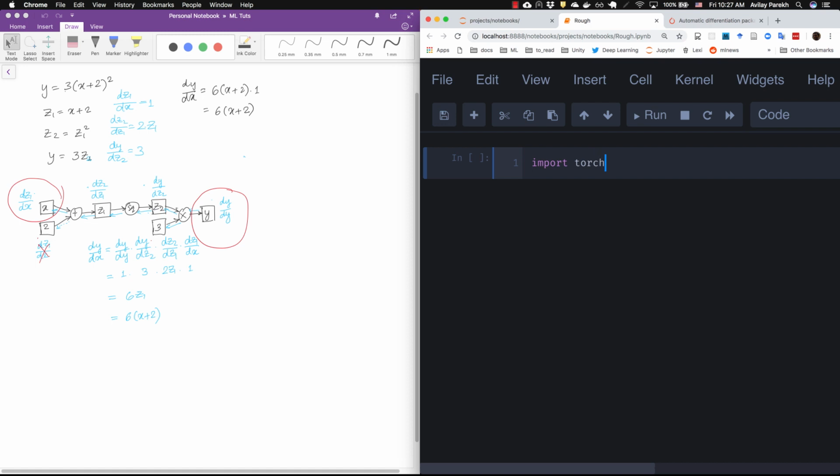So all I need here is import torch. Let's define x as a tensor.